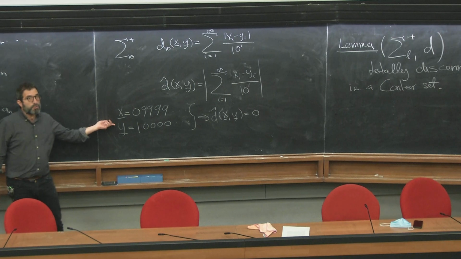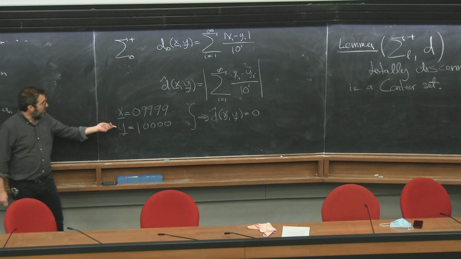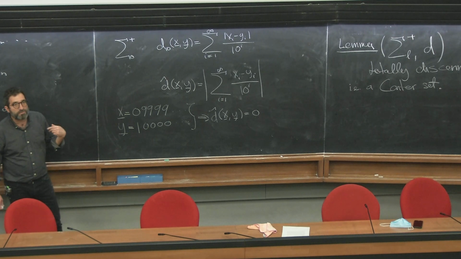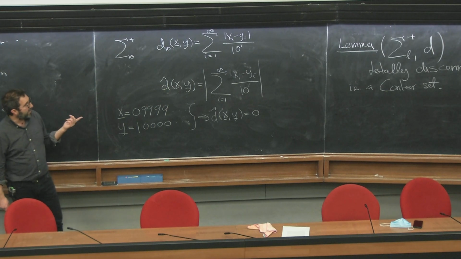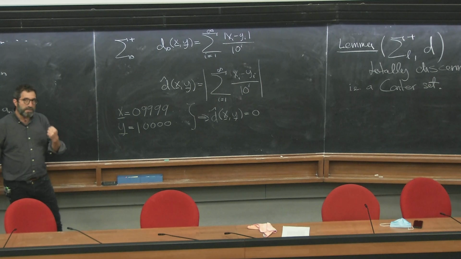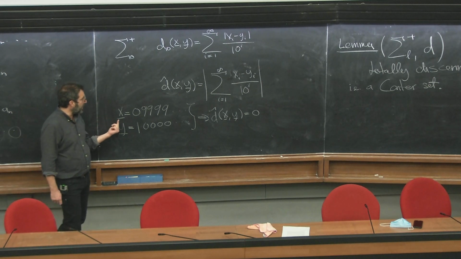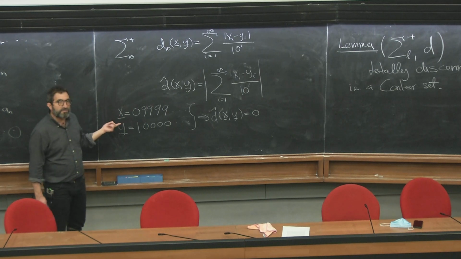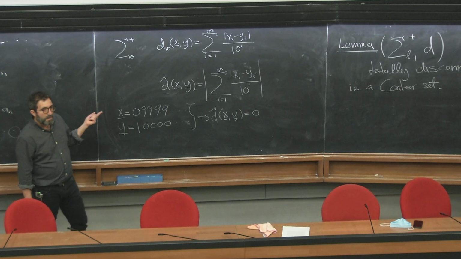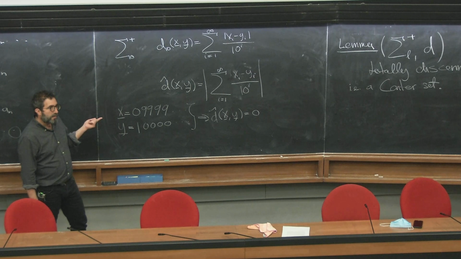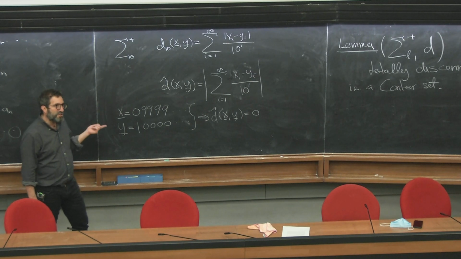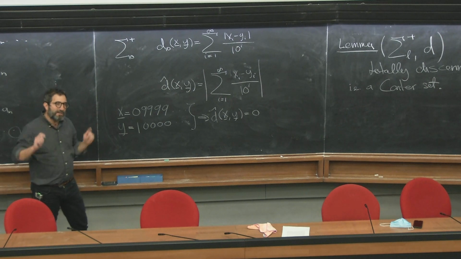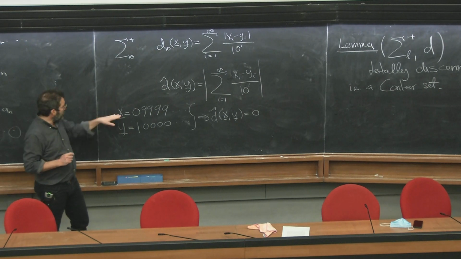This is called a pseudo-metric because it satisfies the other conditions of a metric. It satisfies the triangle inequality. It satisfies the symmetric property, but it doesn't satisfy the property that the distance is 0 if and only if the two points are the same. So you can operate a kind of surgery on your space, and you can identify these points.